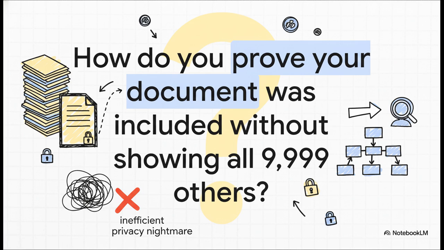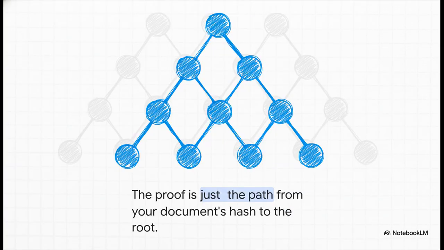Do you have to send them all 10,000 documents just so they can check? Or even all 10,000 hashes? I mean, that would be super inefficient and frankly a privacy nightmare. And the beautiful answer is no, absolutely not. You don't need the whole tree. To prove your document belongs, you only need to provide a very small, very specific set of other hashes. These hashes make up the direct path from your document's leaf all the way back up to the root. And this is what we call a Merkle proof.